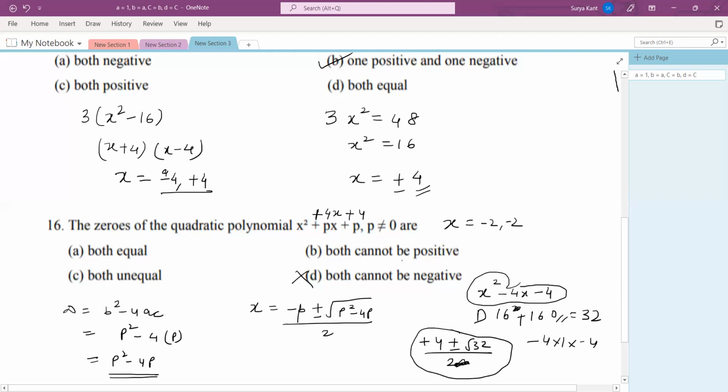So both cannot be positive. Positive will come in any case. Both cannot be positive, right? It can come anytime.